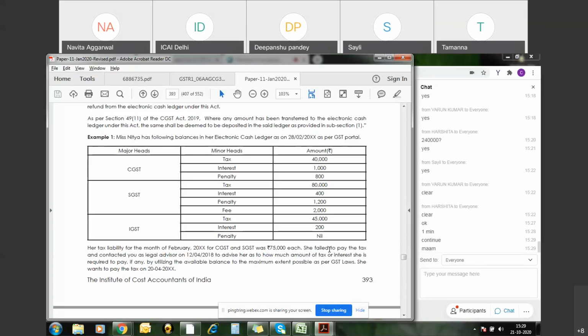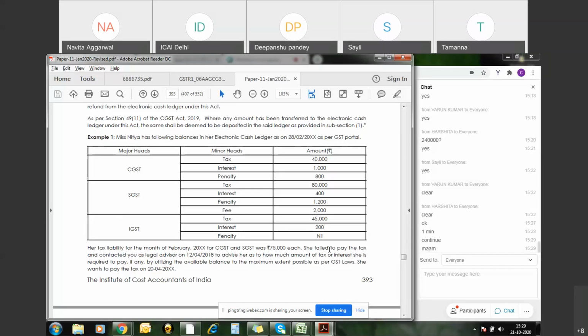Okay. So there are certain balances in the books of Miss Nitya. The following balances are available in the electronic cash ledger as on 28th February on the GST portal. The heads given are tax, interest, penalty. Again under SGST there is a liability of tax, interest and penalty and there is a fee of 2000. Under IGST the tax, interest and penalty is nil.